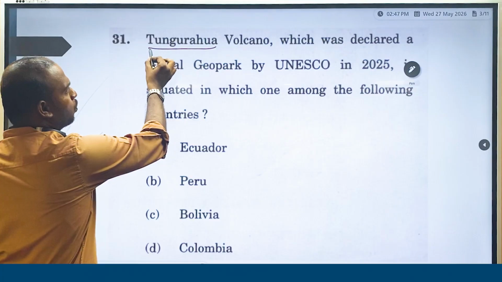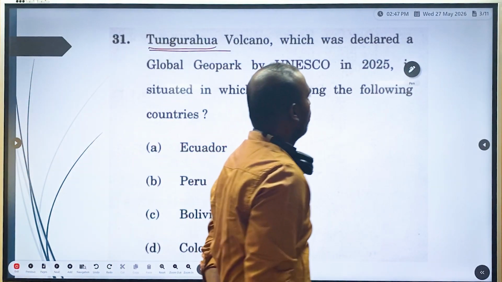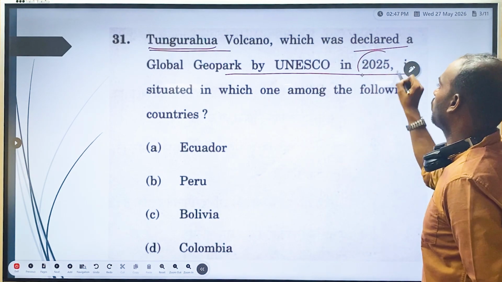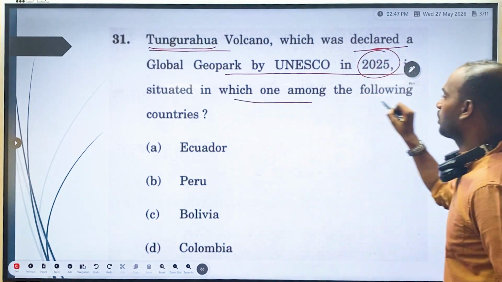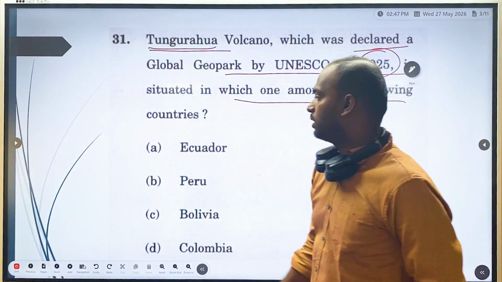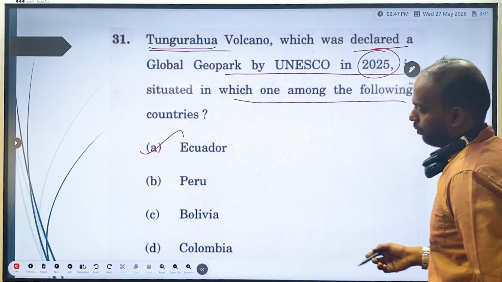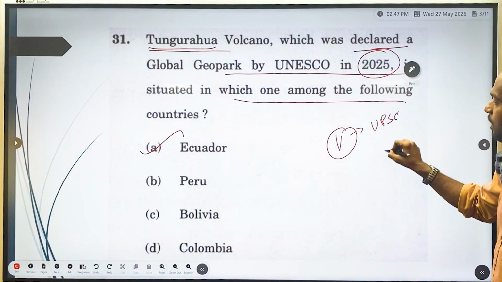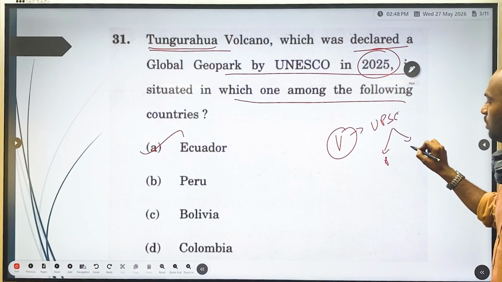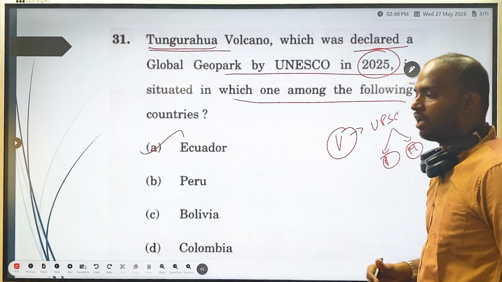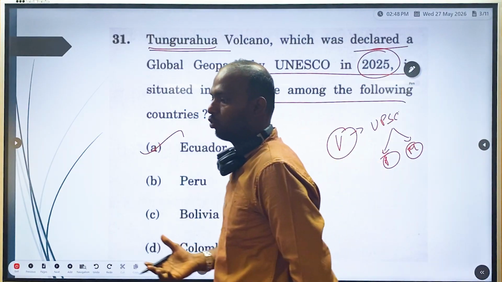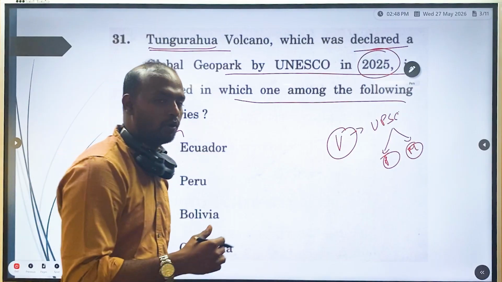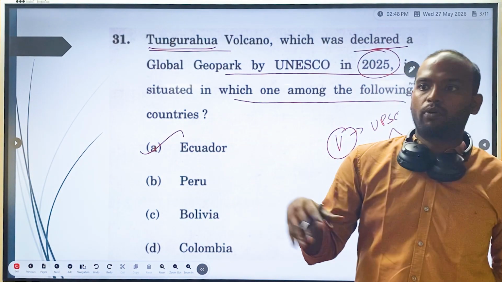Tungurahua volcano, which was declared as a global geopark by UNESCO in 2025, is situated in which among the following countries? See, Ecuador. One of the important things for UPSC, both prelims and mains, is volcanoes. Every year you could see in current affairs in The Hindu newspaper, this mountain volcano got exploded, that mountain volcano got exploded.